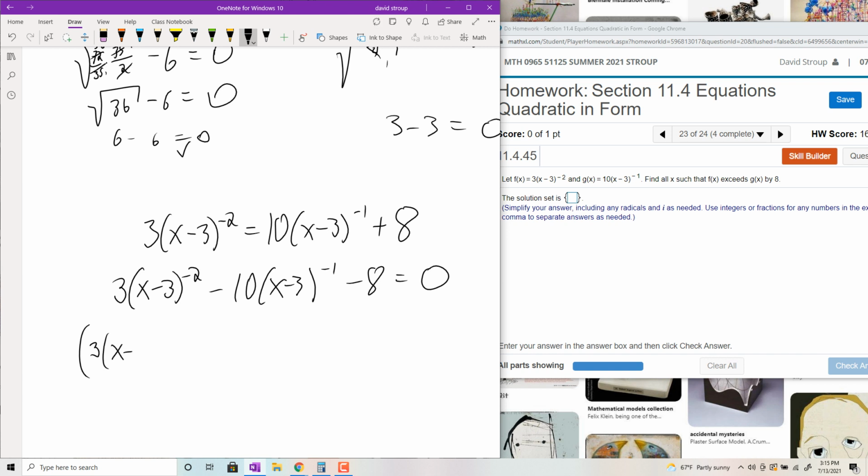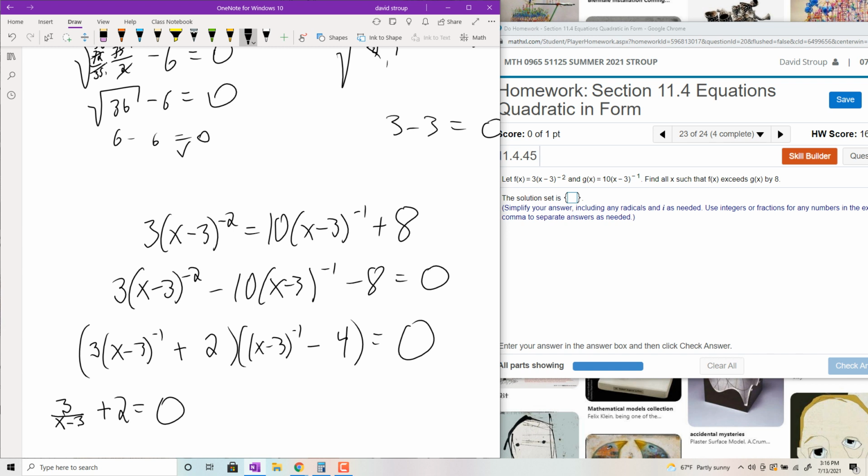So I'm going to have to go 3x minus 3 to the negative 1. X minus 3 to the negative 1. And then what do we need? Probably 4 and 2. Yeah, so 4 would give you 12, and then subtract away a 2. Need the bigger one to be negative. This will be positive. Okay, so this will be 3. X minus 3 to the negative 1 is just 1 over x minus 3. So 3 over x minus 3 plus 2 is 0, or 1 over x minus 3 minus 4 is 0.